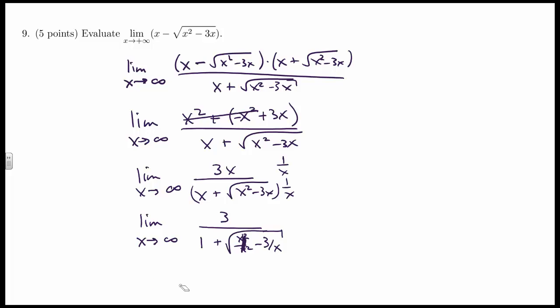So we end up with the limit as x approaches infinity. No, we're done doing that. We're just going to apply the limit. We're going to end up with a 3 on the top. That ends up being a 0. This ends up being a 1 plus the square root of 1. It ends up being a 2.